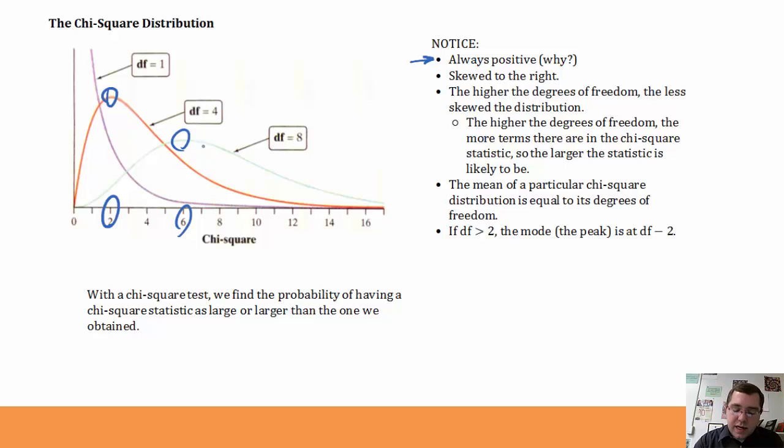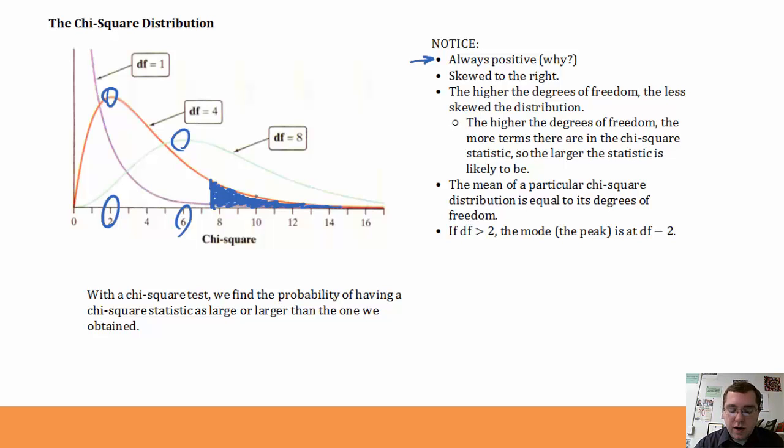With the chi-square test, we find the probability of having a chi-square statistic as large or larger than the one that we obtained with our sample or our experiment. So that is an area under the curve, say for example here. It's always going to go to the right. Chi-square tests are always only one-sided. We could have had two-sided tests for a z-test or a t-test. For a chi-square test, it's always one-sided, and it's always headed to the right.